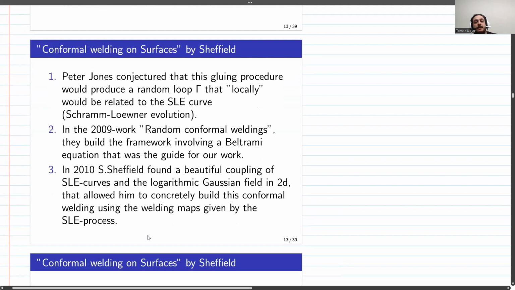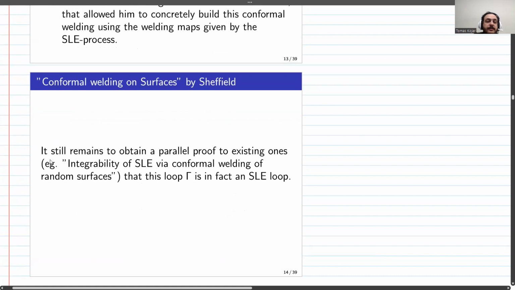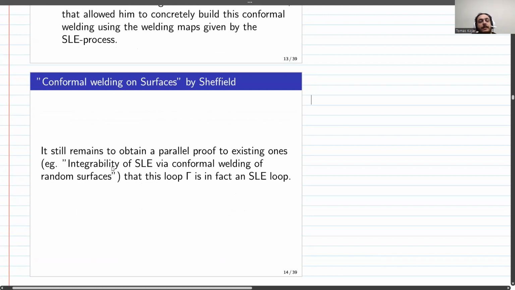And in the 2010 work, Scott Sheffield found a beautiful coupling of SLE curves in the logarithmic Gaussian field in 2D that allowed him to concretely build this conformal welding. I should mention that it still remains open, using the Beltrami approach, to obtain a parallel proof to the existing ones that this loop gamma is in fact an SLE loop. So there are some proofs using the Sheffield welding. They managed to prove that one obtains an SLE loop, but it's open using this Beltrami approach.